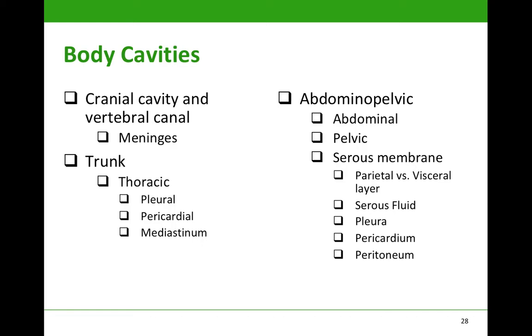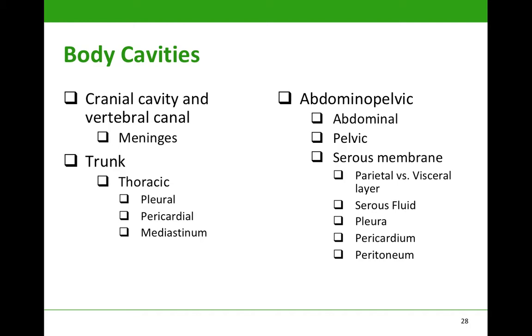And then we have the body cavities of the trunk. So here we have our thoracic cavity, and in the thoracic cavity we have the pleural cavity, the pericardial cavity, and the mediastinum. The pleural cavity encloses the lungs, while your pericardial cavity surrounds the heart. And then the mediastinum is more of a broad median partition that goes between the lungs and extends from the sternum to the vertebral column. And it contains all of the contents that make up your thoracic cavity except for the lungs.